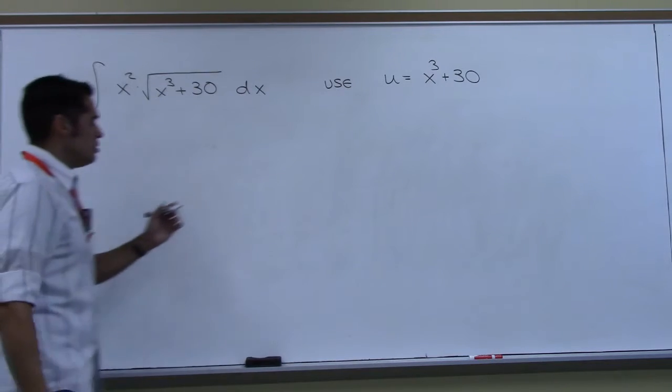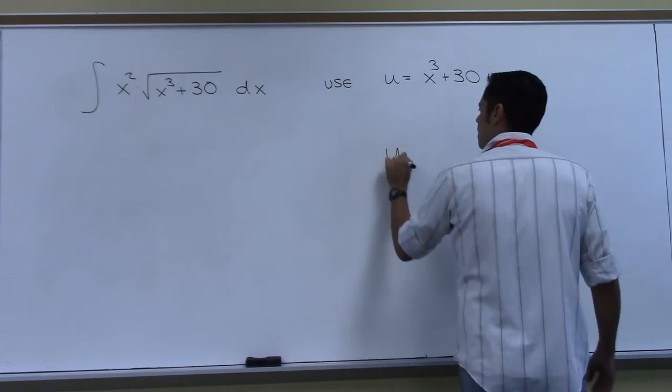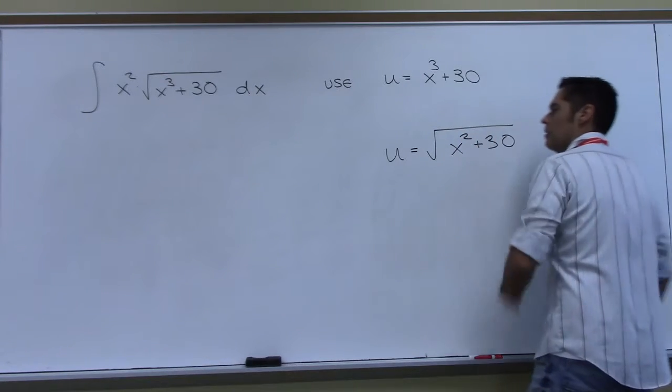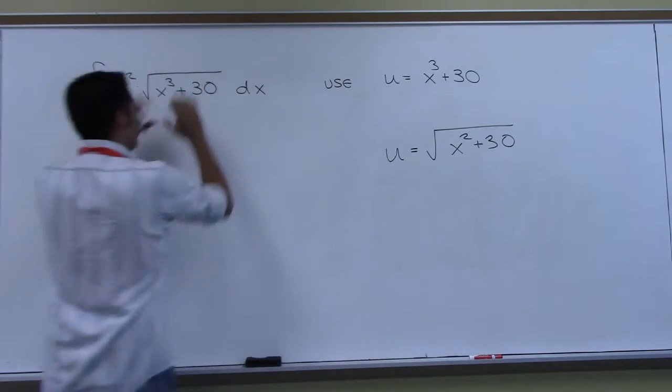Now, why not choose for u instead of this? Why not use this? Why not take the whole thing with the root?